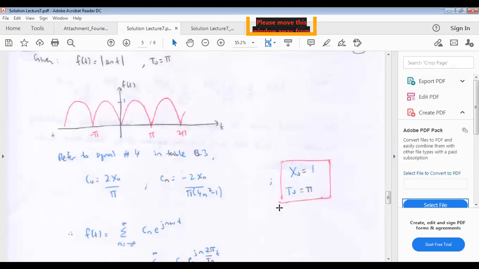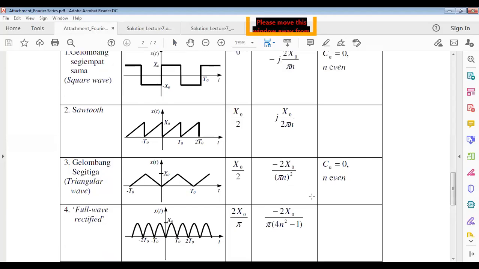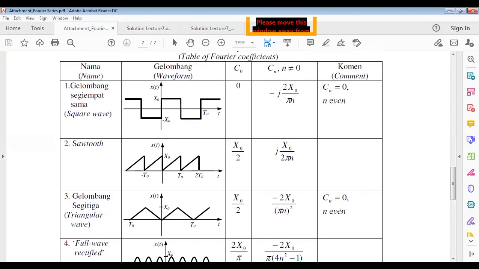So we have to compare. That's what I mentioned to you just now. You have to understand how to extract information from the table to be applied in your solutions. Hopefully you understand now how to apply. Yes, thank you, Doctor. But you have to be very careful on certain tables, I mean certain functions.